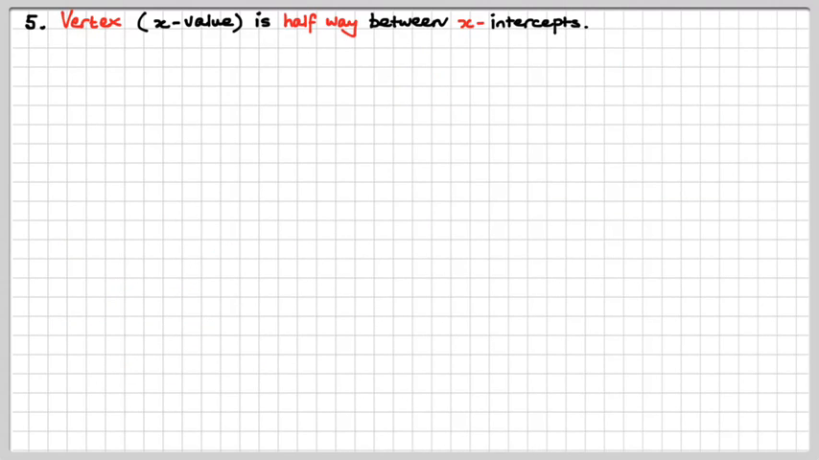Now the x value is halfway between the x-intercepts. So there it is. So what will that be? Looks like that's what it'll be. And that's going to be 12 over minus 6. Looks like minus 2. So that's the vertex, right? That's the x value of the vertex.